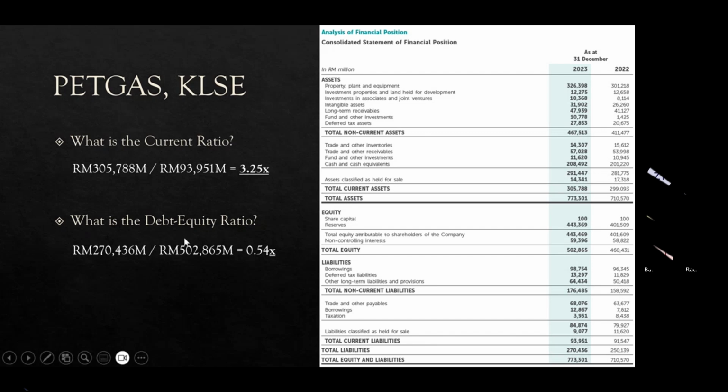And the next one is the debt equity ratio, because usually I will look at the current ratio first. If it's 1.5 and above, or 1.4, I can move on to the next step. But if it's not 1.4 or 1.5, I don't even look at it, because I need to know it has good cash liquidity. So the debt equity ratio is the amount of long-term debt to equity. So 0.54, do you think that is good? To me, not very good.